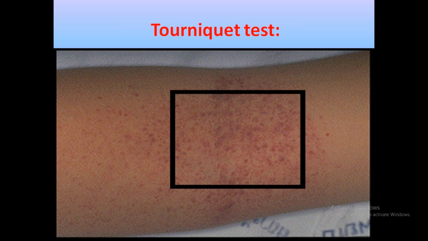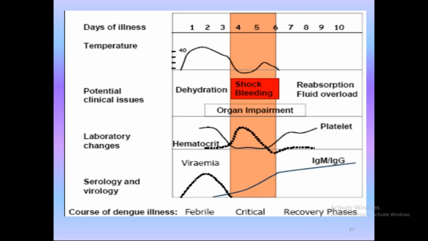If there is a fever and other features, and the child has traveled to an endemic area or is living in an endemic area, then we have to think about dengue fever. So these are the phases I already described: febrile phase, critical phase, recovery phase. What happens to temperature? What happens to clinical issues? What are the laboratory changes? What serological and virological tests can we do? It's the course of dengue illness.